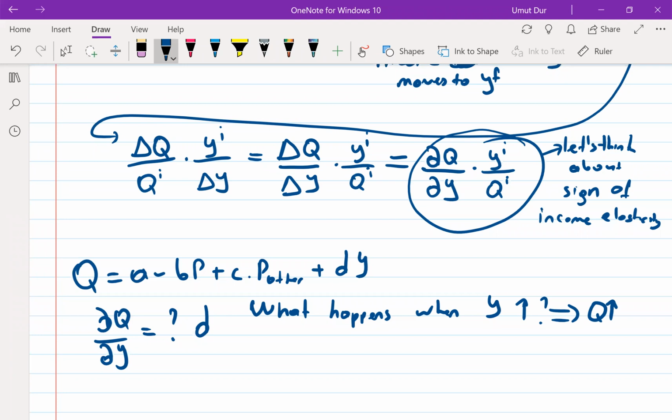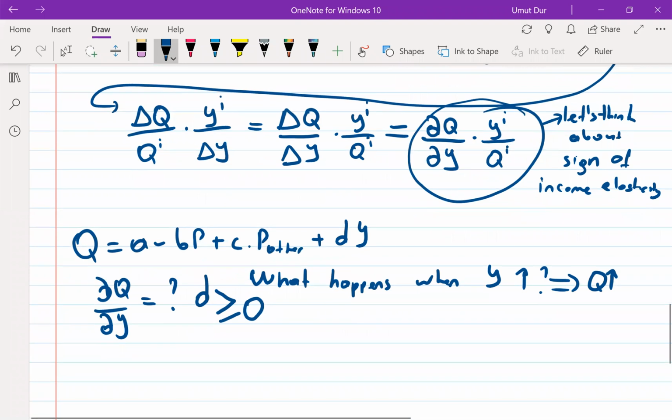Then usually the sign of this D is greater than 0. So this term is greater than 0. What about this term? Can it be less than 0? Can y over q be less than 0?